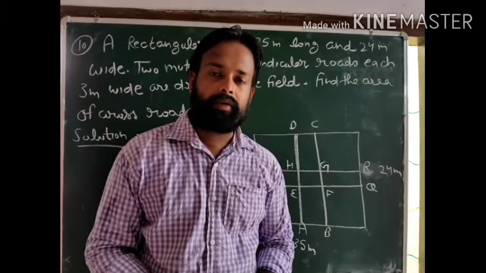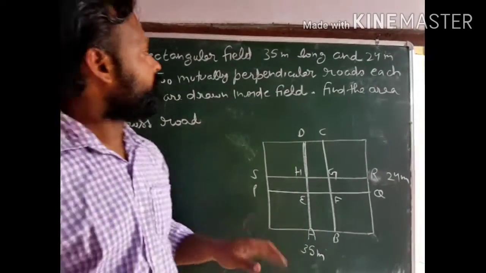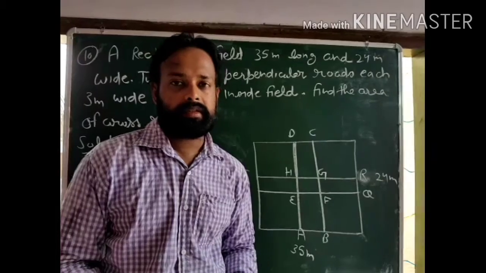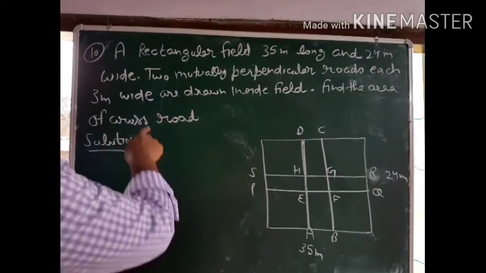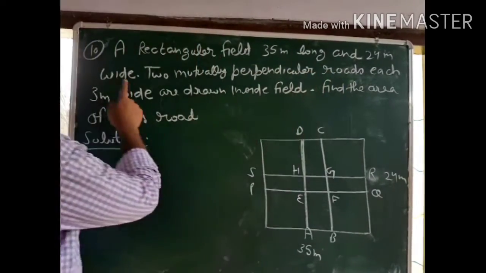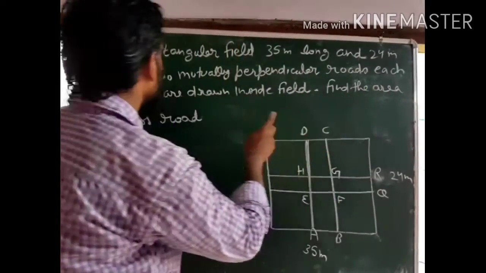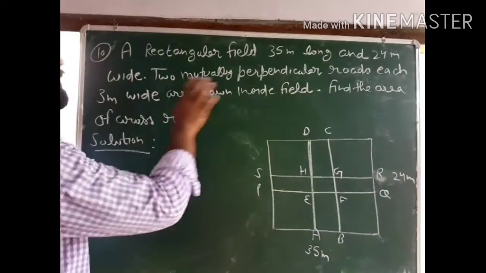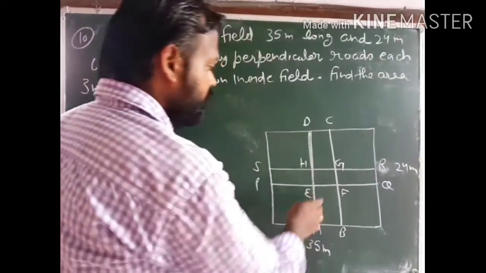Okay students, now I am going to start its 10th sum. This is the last sum of this exercise, because only 10 parts are in your syllabus of this exercise. Okay, now see this one. First of all, see the statement of this 10th sum. You can see a rectangular field 35 meter long and 24 meter wide is given to us, and two mutually perpendicular roads are constructed. Each road is 3 meter wide, and now we have to find out the area of this crossroad.